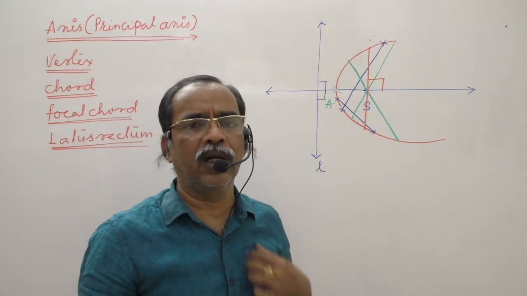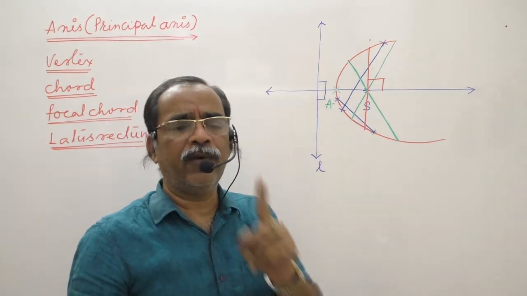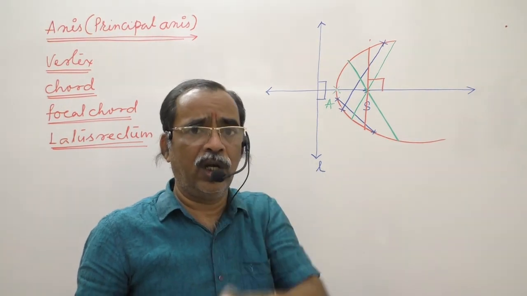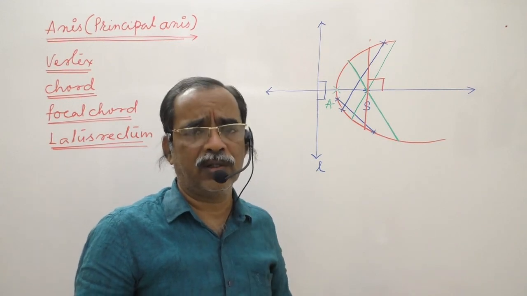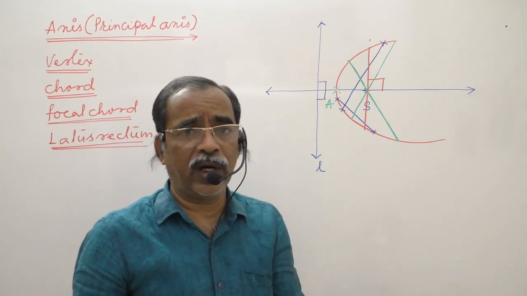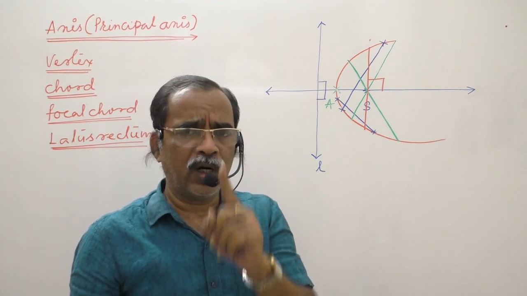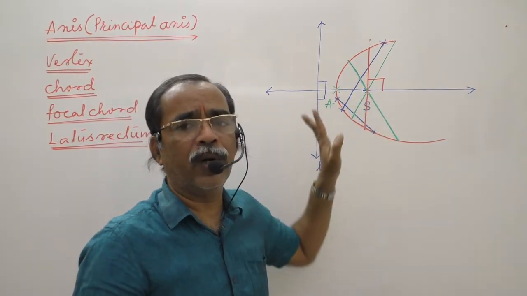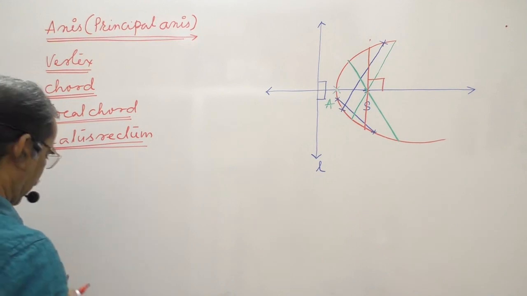How many latus rectums will be there? It depends on the focus. If a conic has one focus, then there will be only one line passing through the focus perpendicular to the axis. If a conic has two foci, then there can be two. By all means, what is a latus rectum? It is a line passing through the focus perpendicular to the axis. So this is the latus rectum.